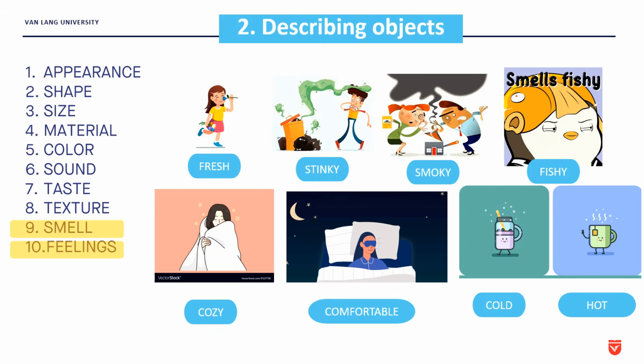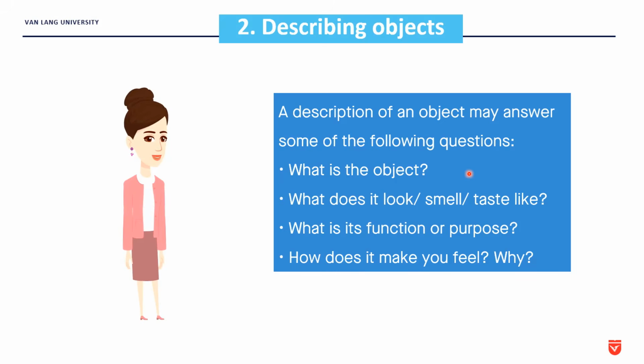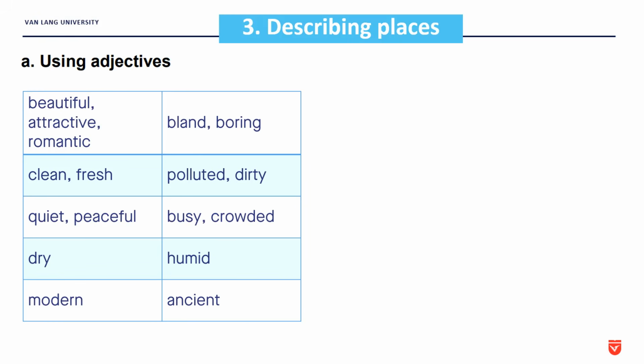How about questions to describe an object? These may be useful for you. What is the object? What does it look, smell, taste like? What is its function or purpose? How does it make you feel? Why? All right, it's time for you to review your vocab. You did a very good job. In the following section, we will learn to describe places.